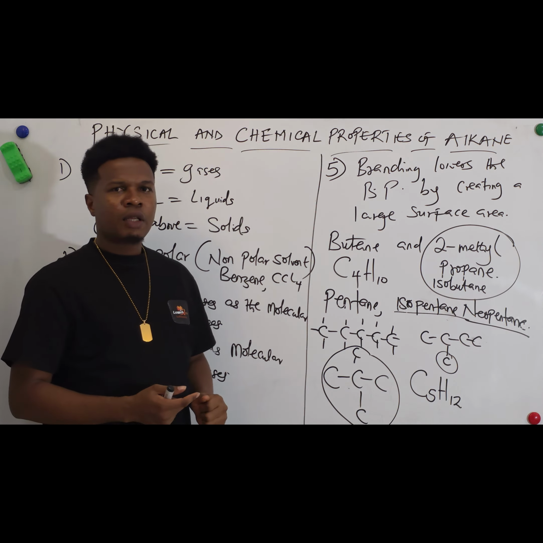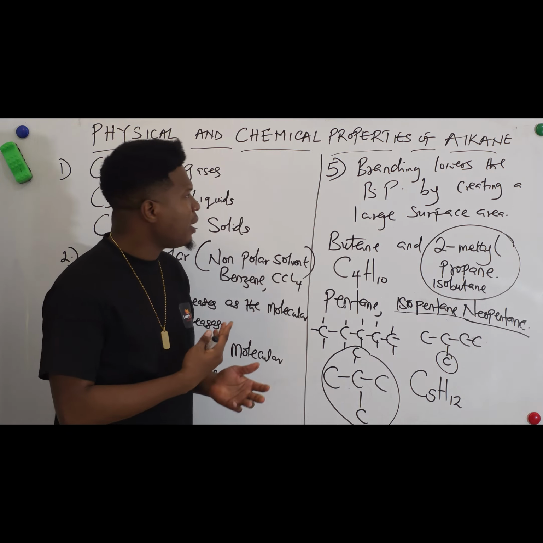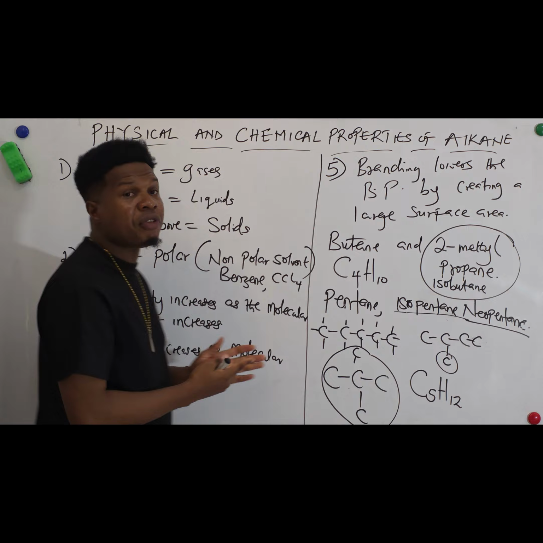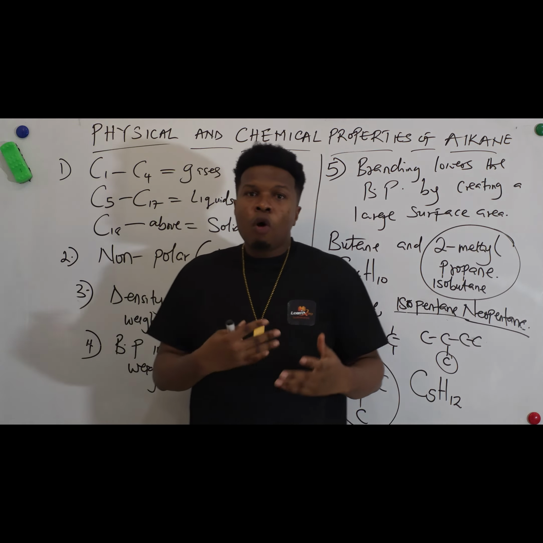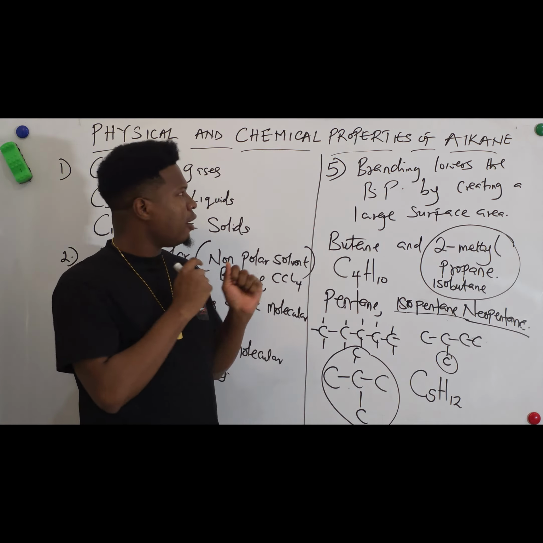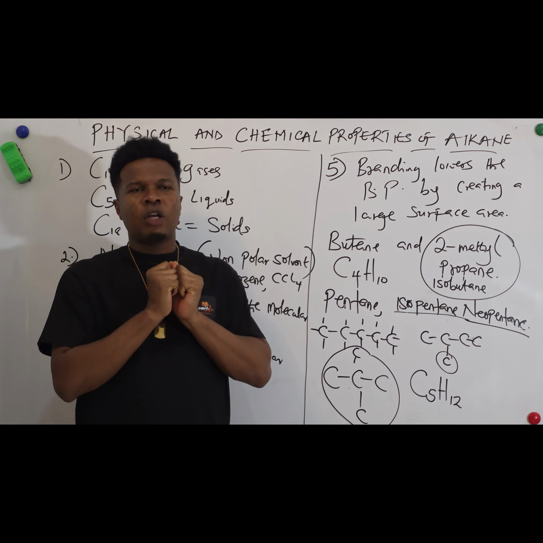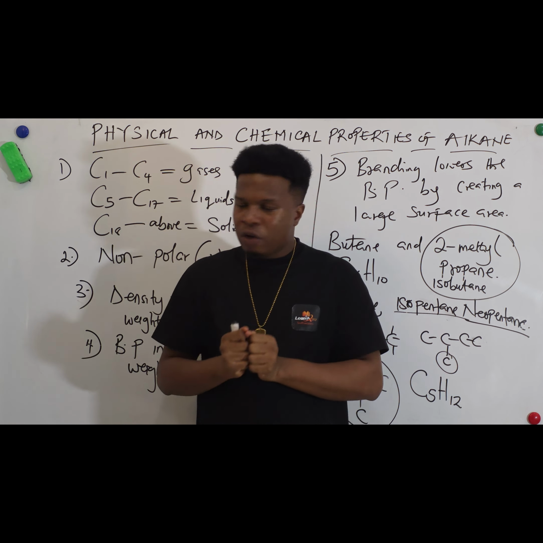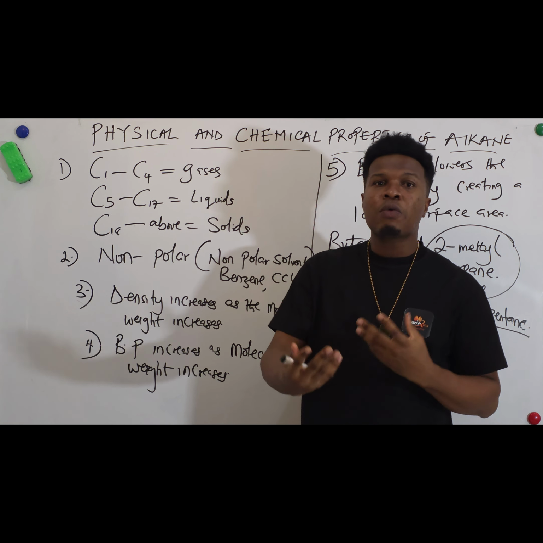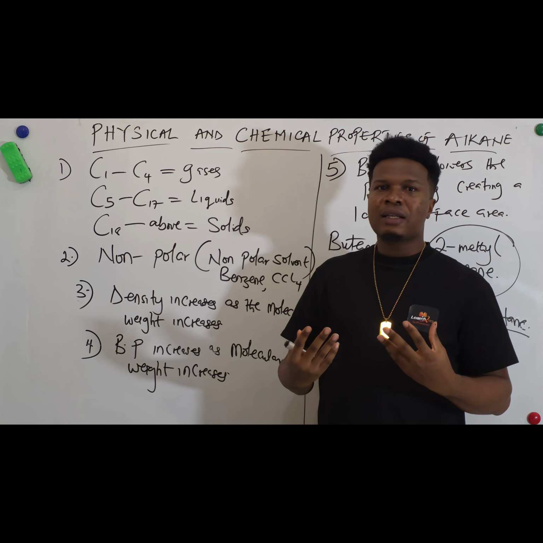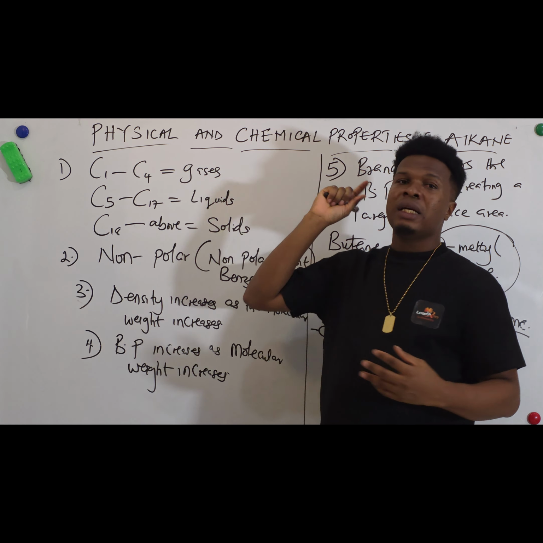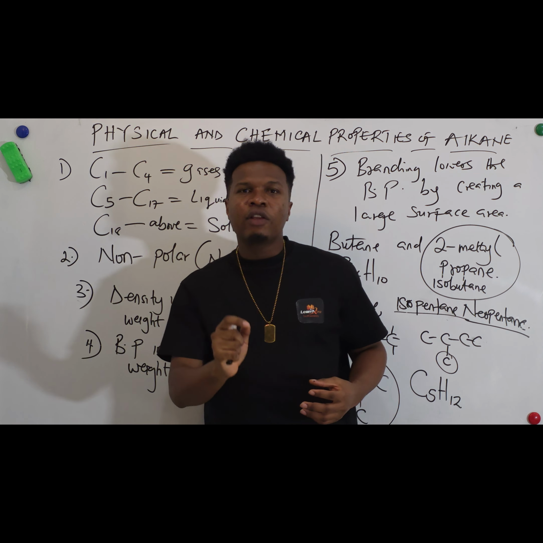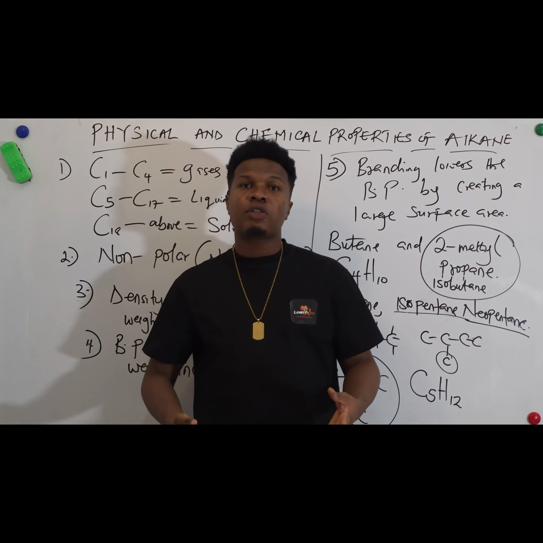Okay? So remember, all we have talked about here is just the physical properties. There are more we can talk about, but we are going to end it here with just these five physical properties. So when we talk about alkanes, in terms of physical properties, we are referring to those ones that we can actually see with our eyes. So the next thing we talk about will be the chemical properties of alkanes, or you can call it reactions of alkanes.